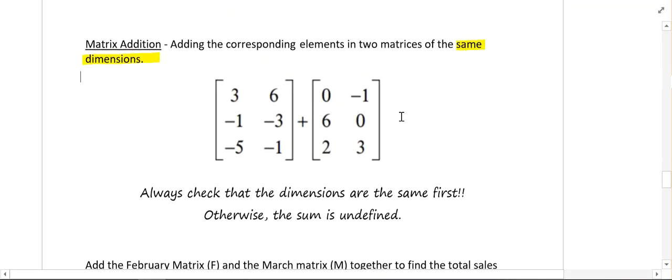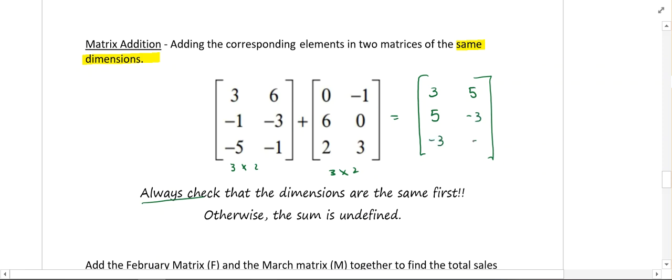Let's see, we're going to add here. So again, always check first that the dimensions are the same. And if the dimensions are not the same, you would say the sum is undefined. So my dimensions are the same, boom, because I have a 3 by 2 and a 3 by 2, therefore I can add them. So 3 plus 0 is 3, 6 and negative 1 is 5, 5, negative 3, negative 3, and 2.